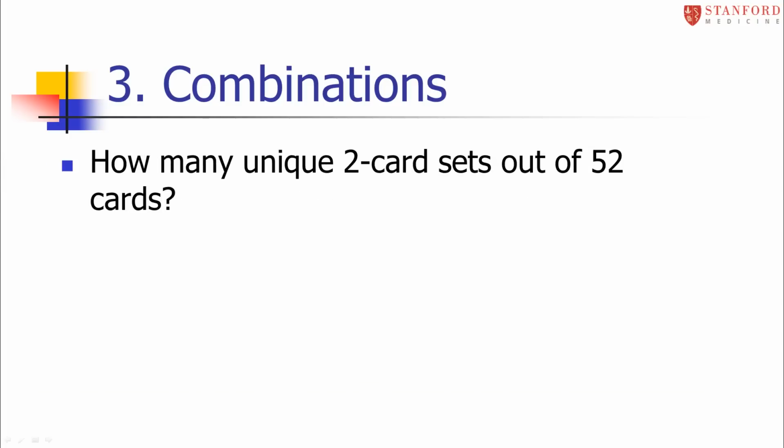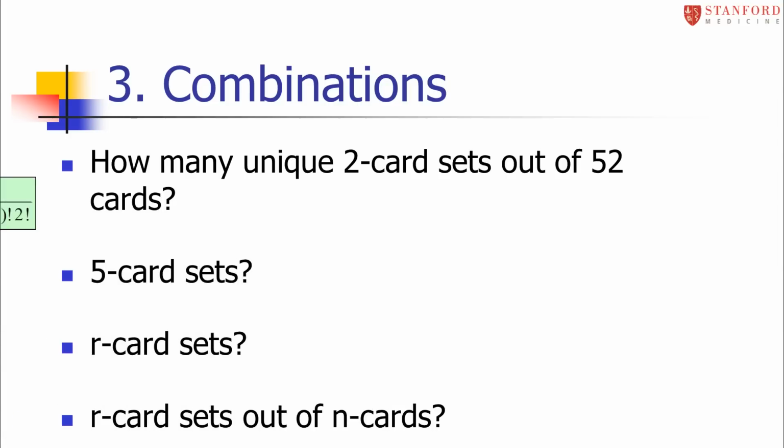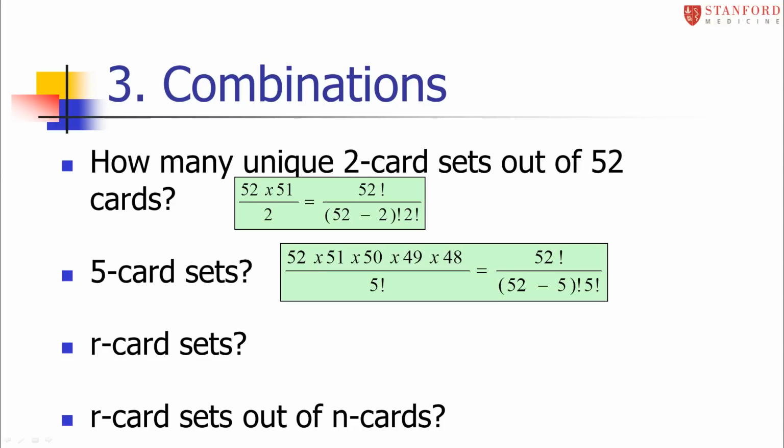So how many unique 2-card sets? We're at 52 cards. I want to now generalize this. So we started with how many unique 2-card sets could I get out of 52 cards? It turned out to be 52 factorial divided by 52 minus 2 factorial, divided by 2 factorial. For 5-card sets, it turned out to be 52 factorial divided by 52 minus 5 factorial, divided by 5 factorial. We can generalize now. Instead of putting in 2 or 5, put in r into that formula. So for r-card sets, it would be 52 factorial divided by 52 minus r factorial and r factorial.